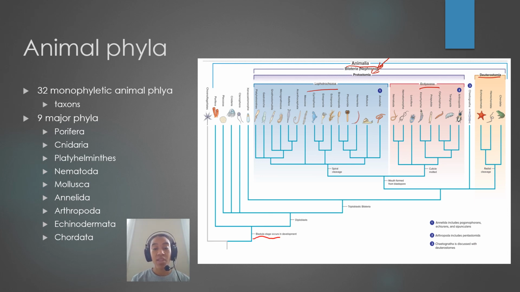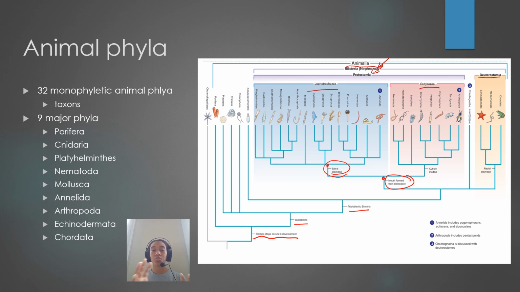So the presence of a blastula, if you're diploblastic or triploblastic, the spiral cleavage, deriving from a common shared ancestor. The mouth is formed from the blastopore, which is a protostome, right? Derived common ancestor. So just familiarize yourself with this tree. You don't have to memorize it or anything at this point.